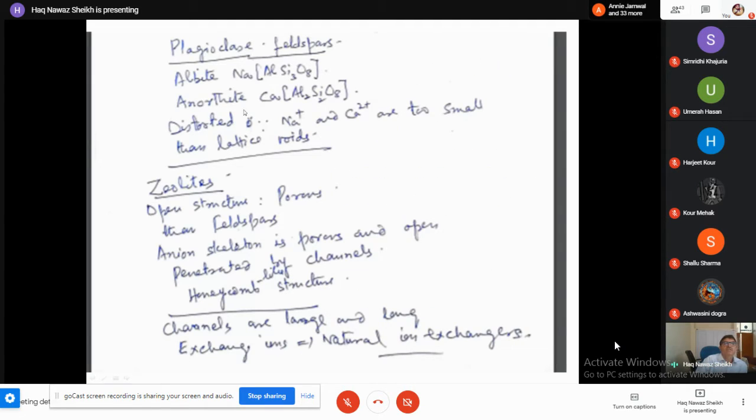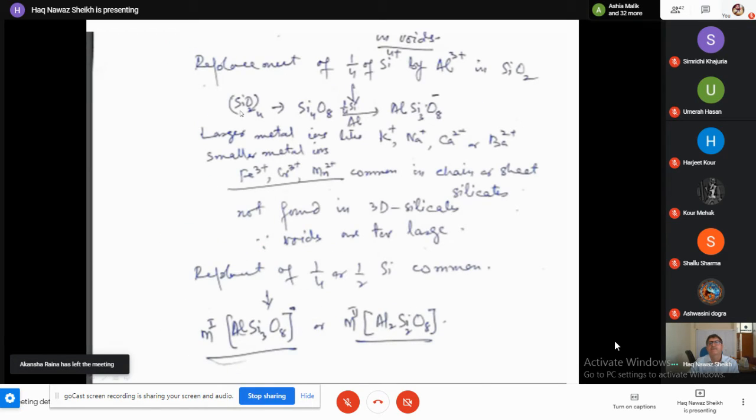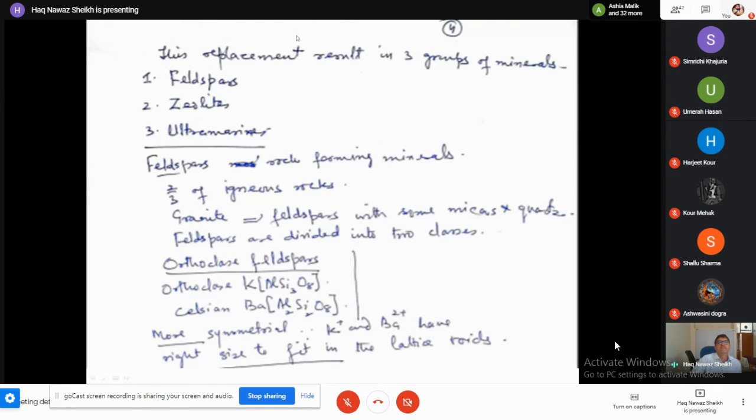So there are three types. This replacement results in three groups of minerals. One is known as feldspars, then zeolites, and ultramarines. These are the three classes of minerals that are formed by partial replacement of silicon by aluminum in the 3D network of silicate. So feldspars are rock forming minerals. They are the most common minerals.